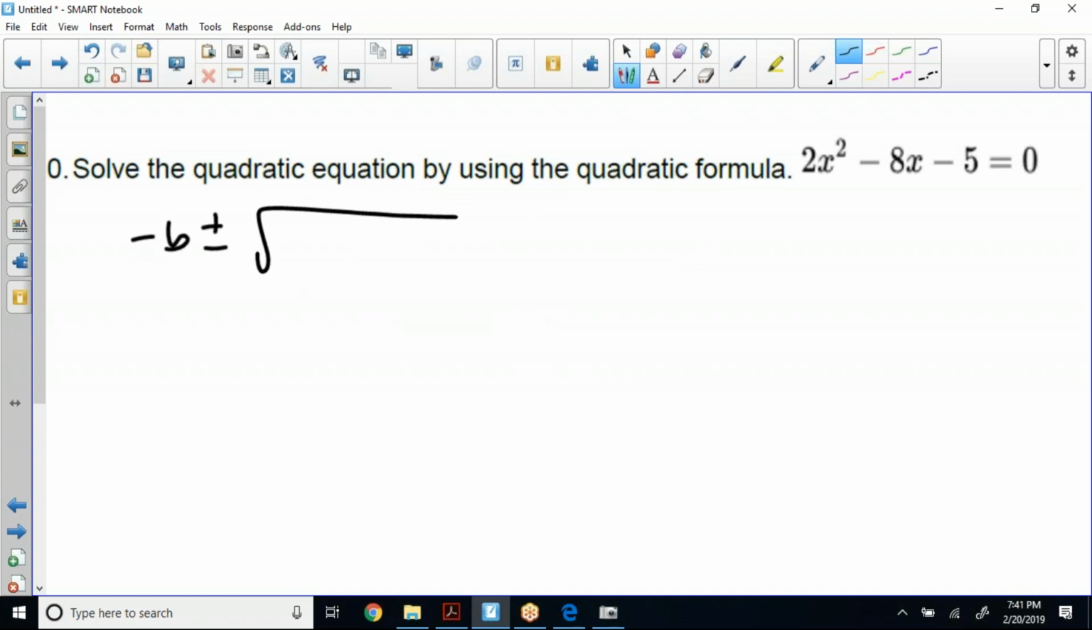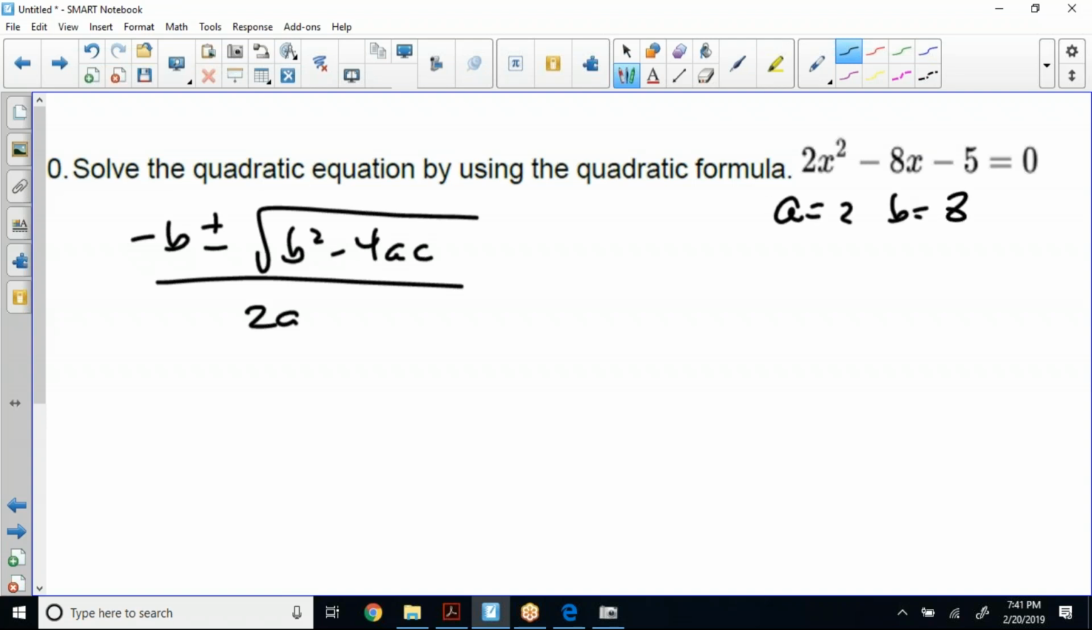This is where most people are going to make a mistake. It's the negative 4AC. I grab that minus 4AC, I make it a negative 4. And when I'm multiplying A times C, I'm multiplying it by negative 4. Okay? So when I get a number, that's the number I'm running with its sign. So A equals 2, B equals negative 8, and C equals negative 5.